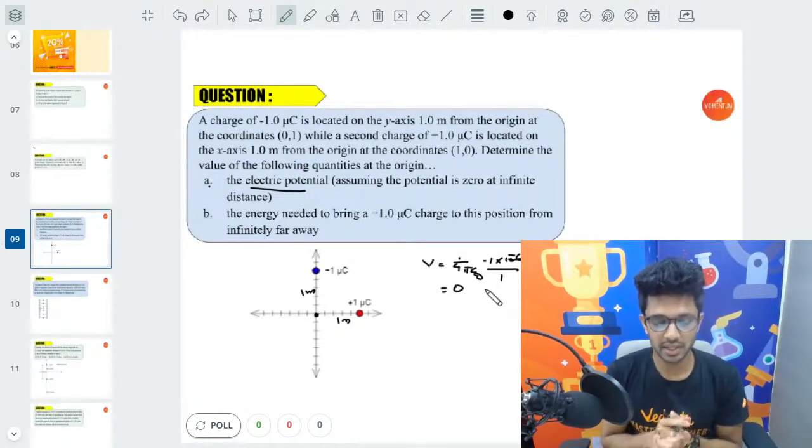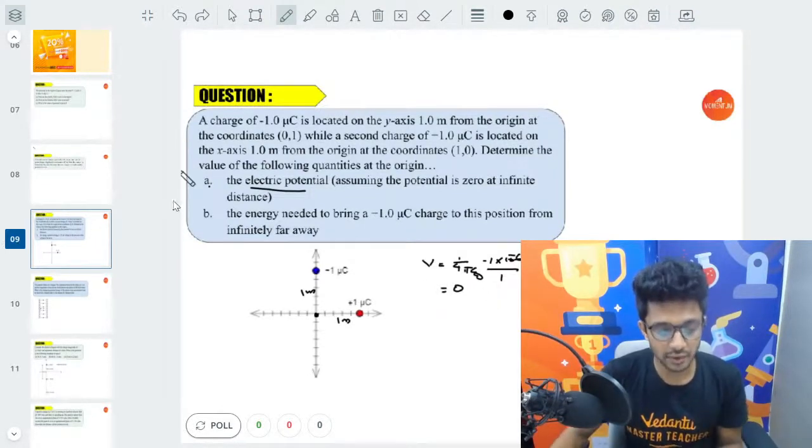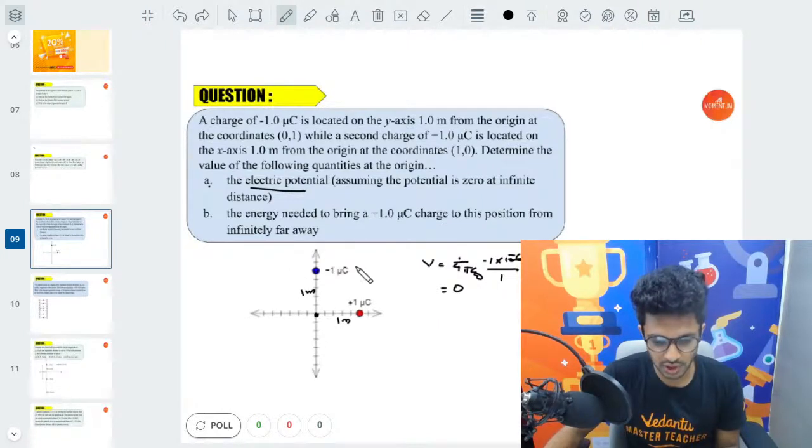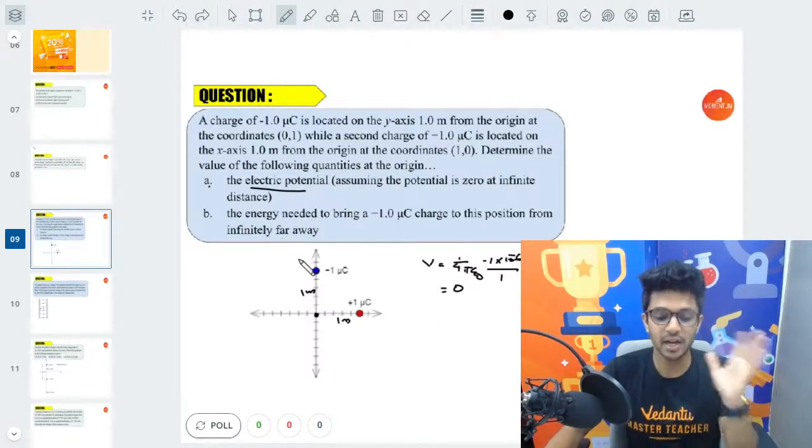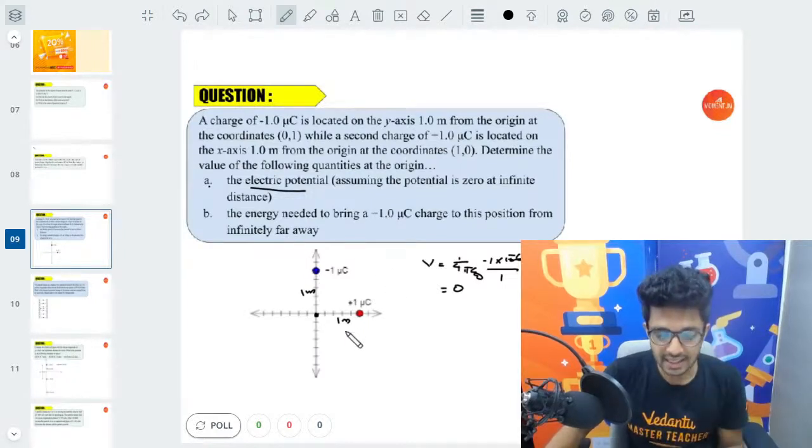Okay, so that part is done. So the next part of the question: the energy needed to bring a minus 1 microcoulomb charge to this particular position, which means to this origin, from infinitely far away. So the energy needed, let us continue it here.